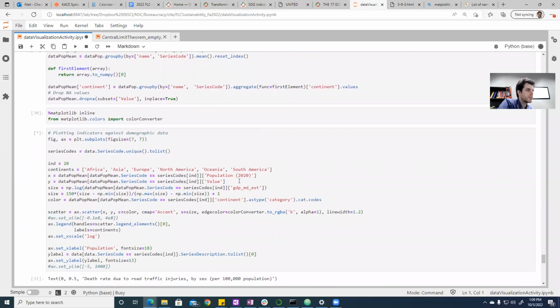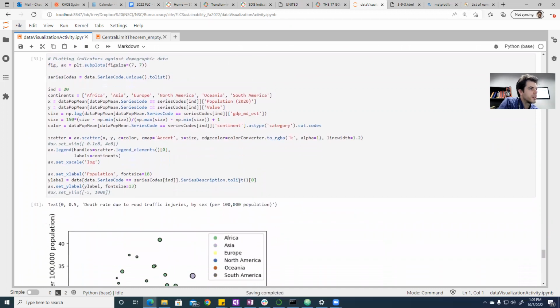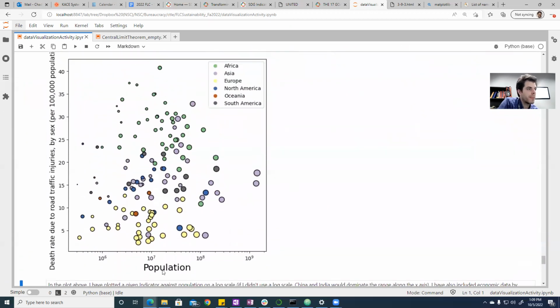Following that, I have created a little tool for you to plot indicators against population. So here's the population of the countries from low to high. High here is probably China and India. Low is probably really small countries like Liechtenstein or Monaco, right? Notice that I put population on a log scale.